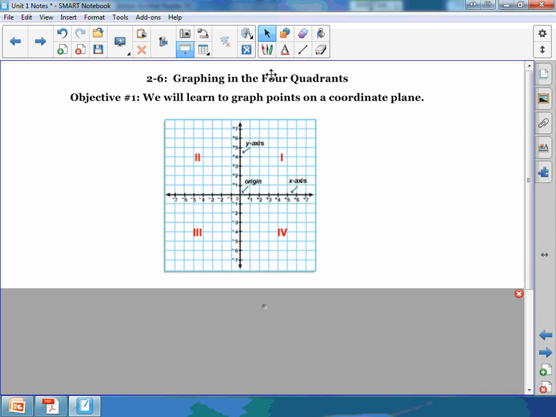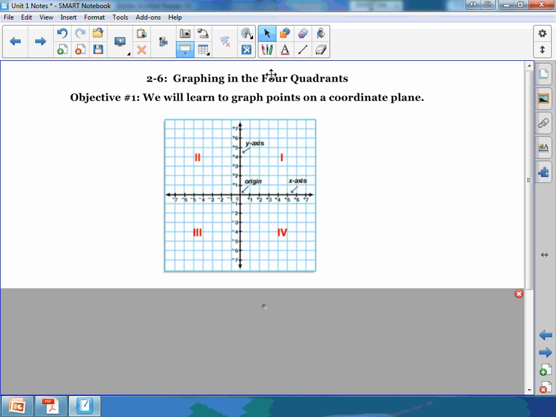The first objective here in Chapter 2, Section 6 is entirely a review for you. You all know how to do this, but I'm going to review it with you, and we'll go through it quickly. The coordinate plane consists of 4 quadrants, we call them. The quadrants are numbered 1 through 4, starting in the top right, and then they work counterclockwise all the way around.